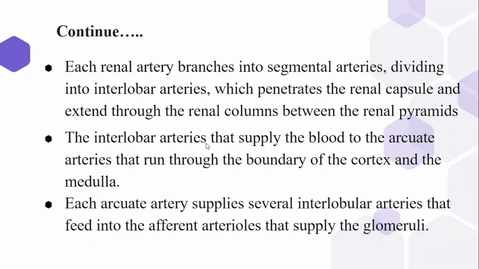Each renal artery branches into segmental arteries, which divide into interlobar arteries, which penetrate the renal capsule and extend through the renal columns between the renal pyramids, right? The interlobar arteries supply blood to the arcuate arteries that run along the boundary of the cortex and the medulla. Each arcuate artery supplies several interlobular arteries that feed into the afferent arterioles that supply the glomeruli.